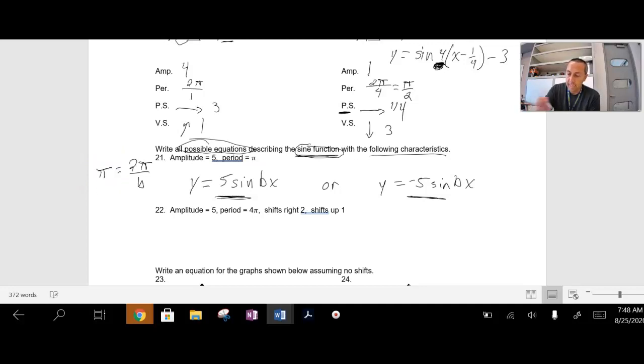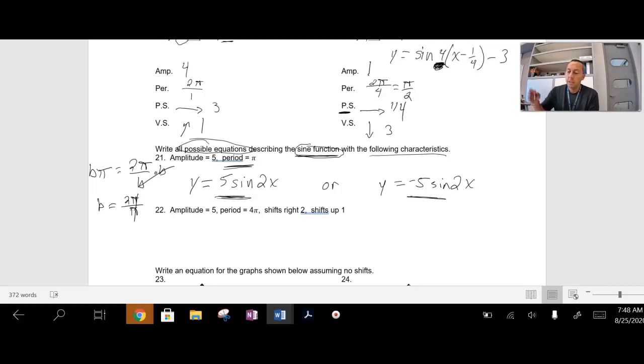Plug in pi for our period, since I'm telling you that's what it is, and then we can solve this for b. So if we multiply both sides by b, divide by that pi, what we would see then is that our b is a 2. So then over here, same exact thing. This b would also be a 2. So they look very, very similar. It's just they have a different coefficient, 5 and negative 5.